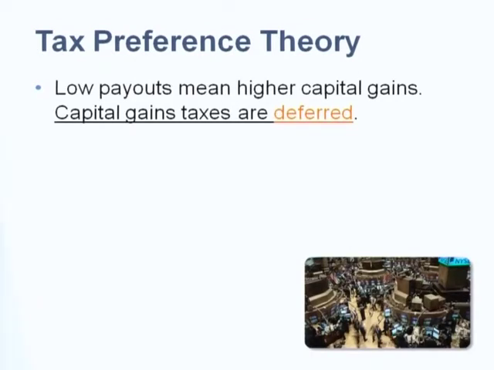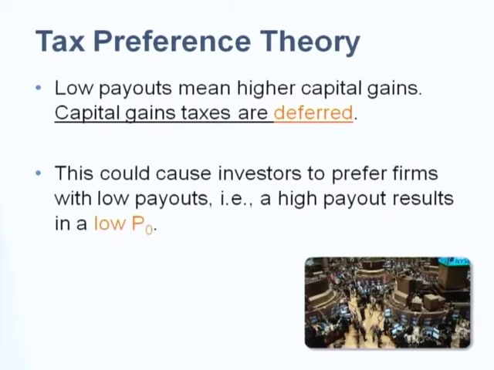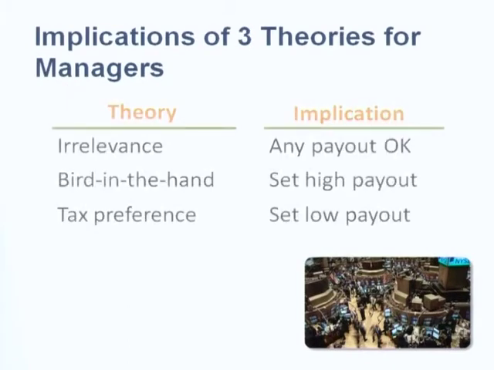On the other hand, tax preference theory: this one is the growth investor, or the investor that prefers buyback. Low payout means higher capital gains. Capital gain taxes are deferred. In Thailand, capital gains tax is 0%. This could cause investors to prefer firms with low payouts. That is, high payout results in low value. If the firm keeps paying a high payout ratio, they will sell the stock and go somewhere else, so the price will drop. So again, irrelevance theory: any payout is okay. Bird in the hand: the firm should set a high payout. Tax preference: the firm should set a low payout ratio.